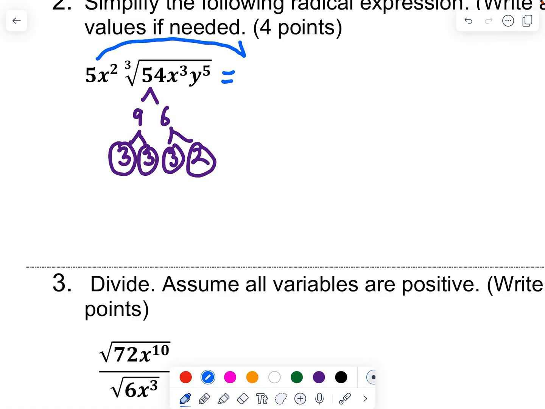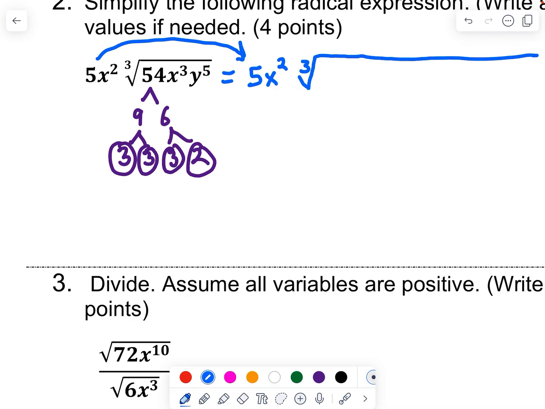Don't forget, when you have stuff already outside the square root or cube root, in this case I have a 5x squared, that's already on the outside. Please don't forget that. And don't forget also that this is a cube root. Write that index of 3 every time you are simplifying, so that from the beginning of the question to the end, you remember this is in fact a cube root.